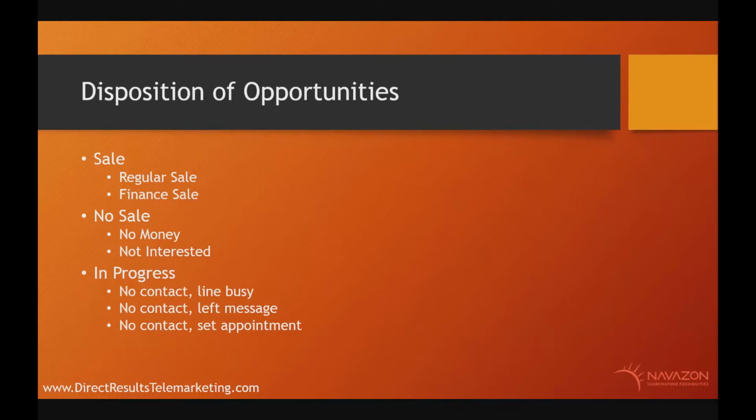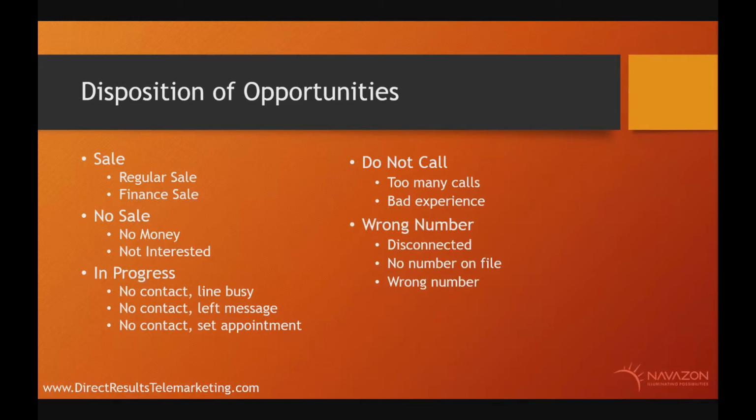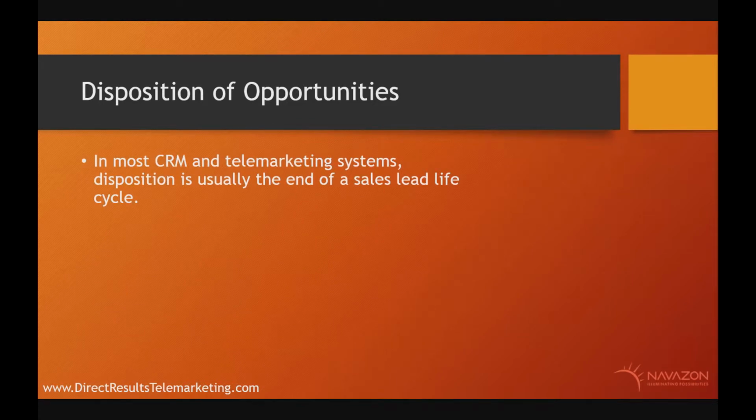Here are some other disposition codes and reasons for when the sale is still in process. And more codes for do not call, which the system handles according to the telemarketing sales rules. And finally, disposition codes for reaching wrong numbers. These are all pretty standard disposition codes in an outbound telemarketing call center environment. Now in most CRM and telemarketing systems, dispositions other than in progress are considered final and they mark the end of a lead's life cycle.